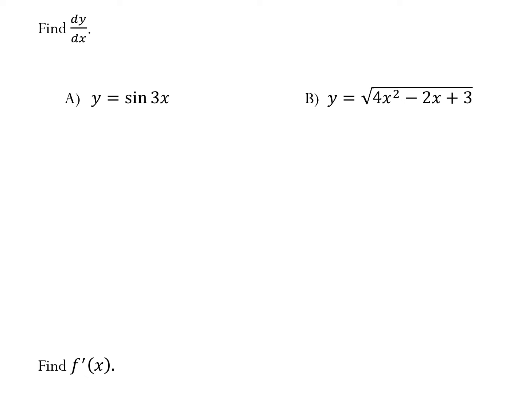So for example, sine of 3x. We would take the derivative of the sine of the 3x, which would be cosine of 3x. But then that 3x is that inside function. So we'd have to take the derivative of 3x, which is 3. And I probably would write that as 3 cosine 3x. Is this ringing a few bells? Yeah.